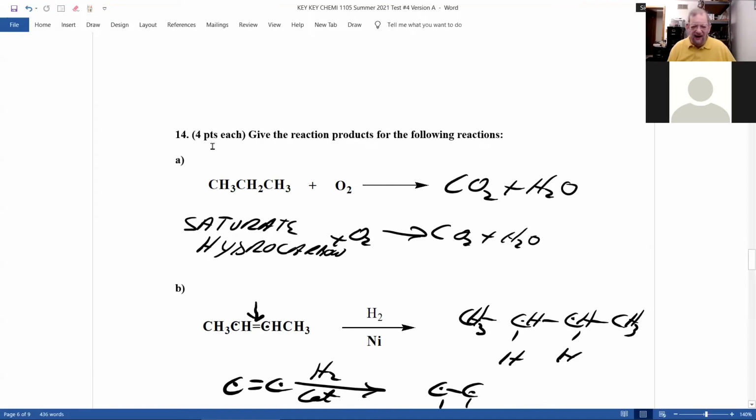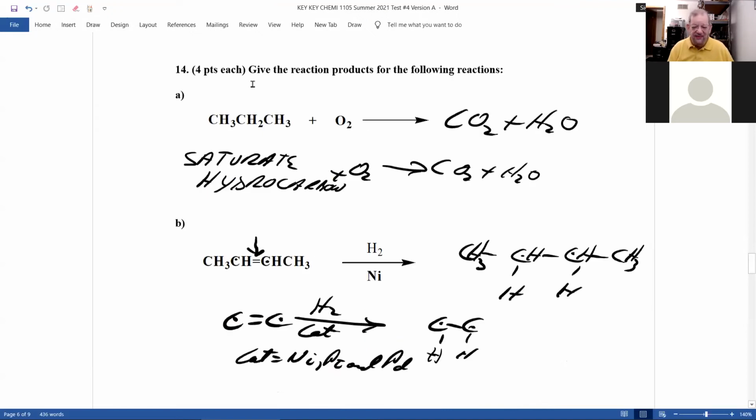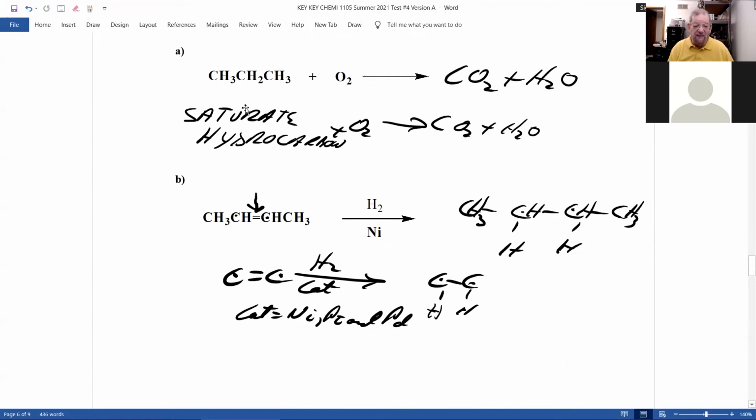Give the reaction product or products for the following. And here we have propane, saturated hydrocarbon, oxygen, combustion, whatever you have here, oxygen will give you CO2 and water for an alkane or saturated hydrocarbon. Next, ooh, look at the arrow, double bond. Hydrogen, nickel, nickel's a catalyst.